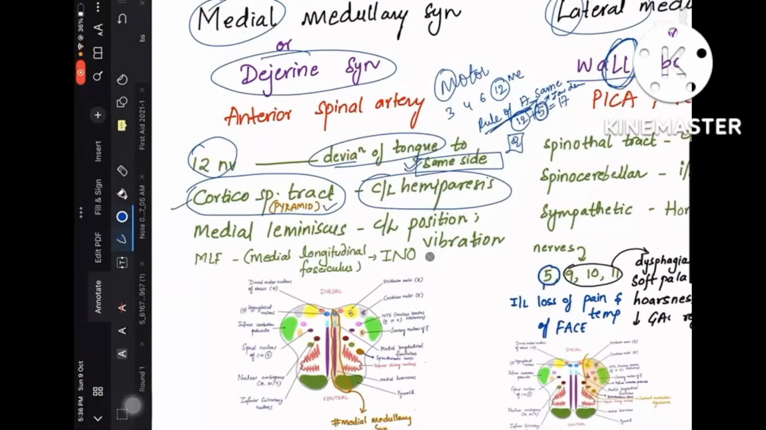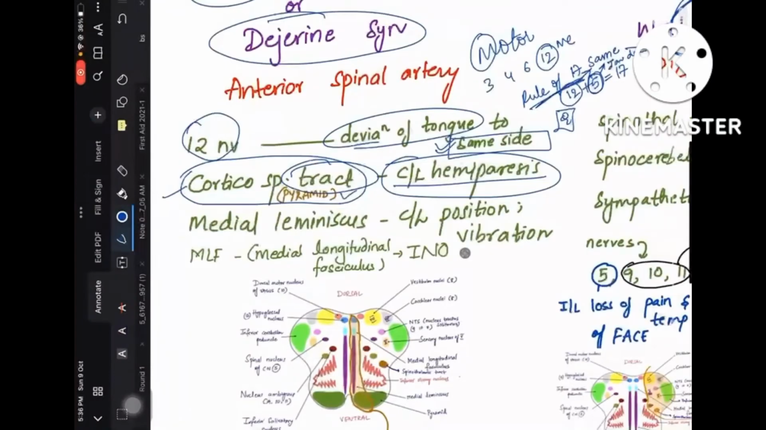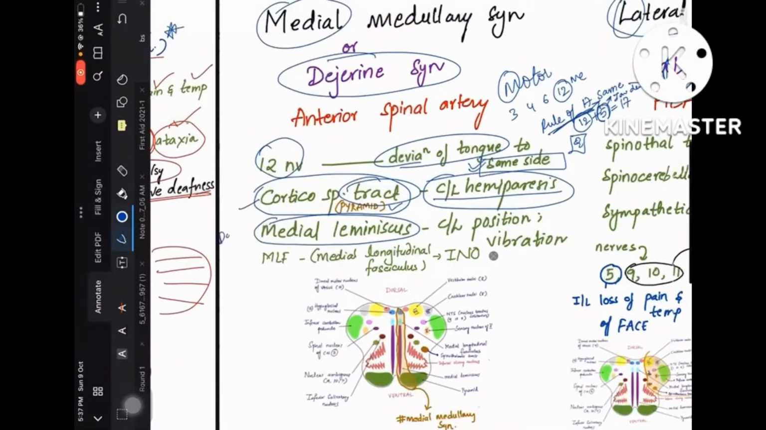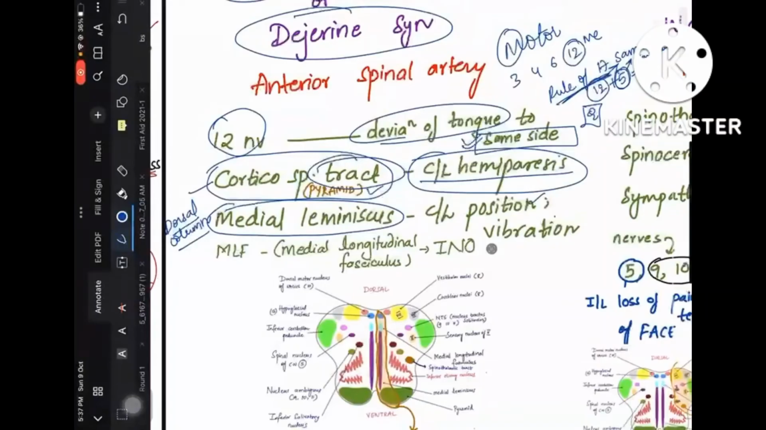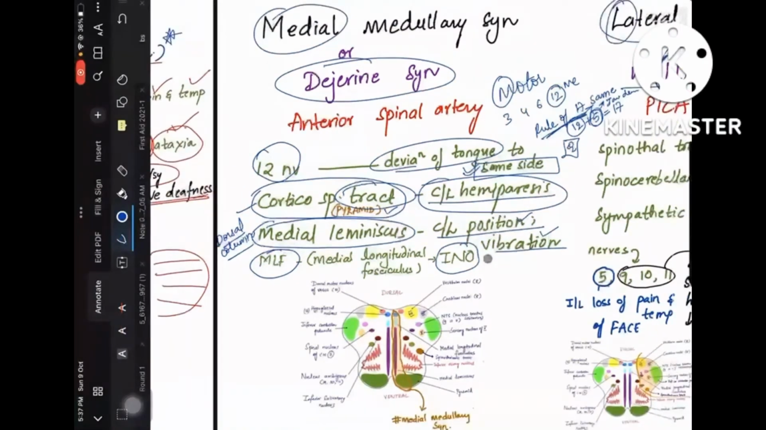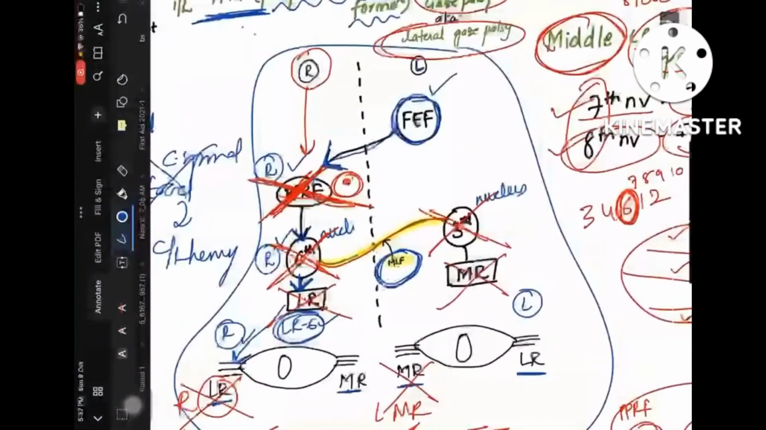And the corticospinal tract gives contralateral hemiparesis, because it is a tract. Coming to another M, that is the medial lemniscus. The medial lemniscus is about the dorsal column, right? I have already explained the dorsal column; when it goes above, it forms the medial lemniscus. So the dorsal column is all about position, proprioception, vibration. And MLF, that is the medial longitudinal fasciculus, causes internuclear ophthalmoplegia. So here in this diagram, if MLF is gone, that leads to medial medullary syndrome.